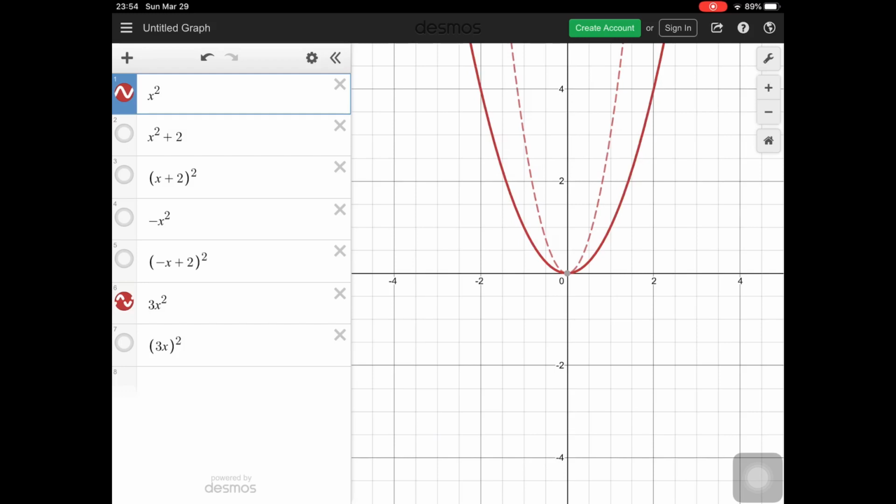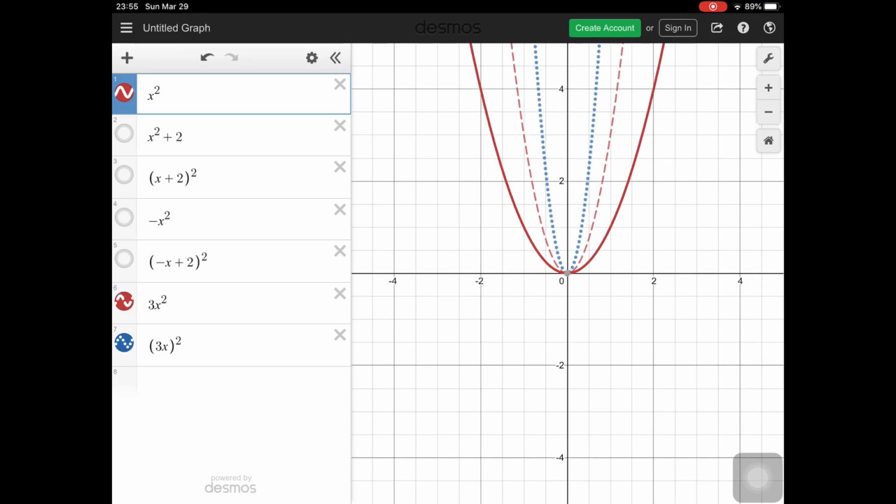And finally, for the last case, function number 7, I'm going to graph this, and we get this blue dashed function, (3x) squared. This is called a horizontal stretch, okay? And as with example number 6, this also causes a compression of the original parent function, okay?